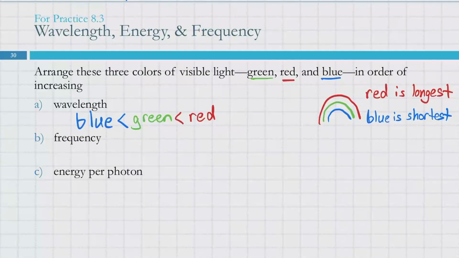What's the type of light that gives you sunburn? UV. What does UV stand for? Ultraviolet. Which of these colors is closest to violet? Blue is closest to violet. Ultraviolet gives you sunburn. That's a lot of energy. Blue is closest to that. Blue's our highest energy. Green would be lower, and red would be lowest. So our order is flipped. So red's our lowest energy per photon. In the middle is green. And the highest energy, because it's closest to violet, is blue.